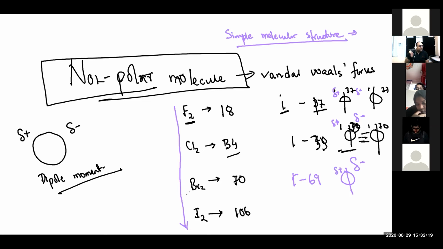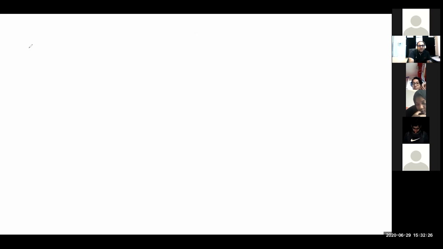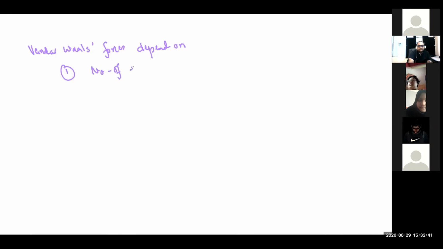Anyway, for now that's it. Next, Van der Waals forces also depend on number 1, the number of electrons, and number 2, the number of contact points.